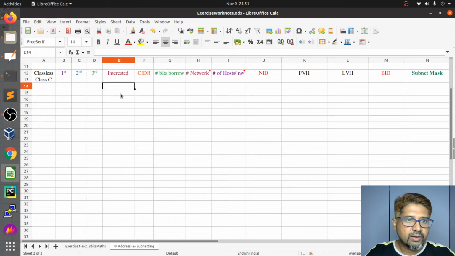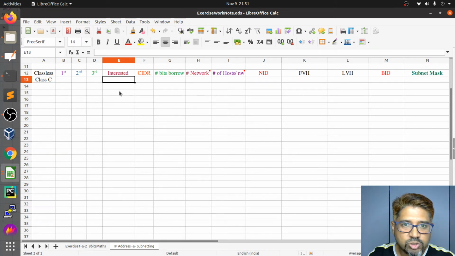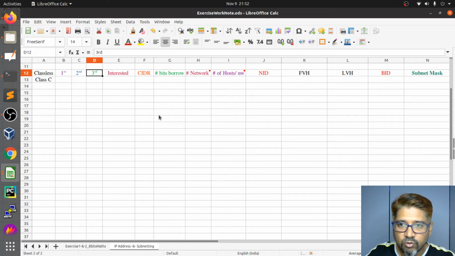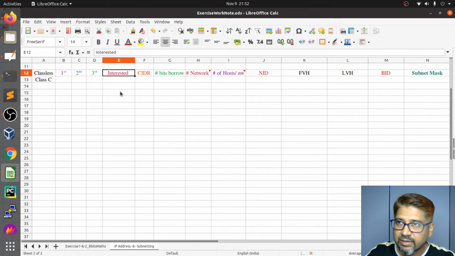Interested octet. What do you mean by interested octet? The interested octet is going to be part of your host ID, meaning host bits, whereas the first, second and third octets are going to be part of your network octets. So these three are network octets, whereas the last one is the host octet. So in class C we have /24.